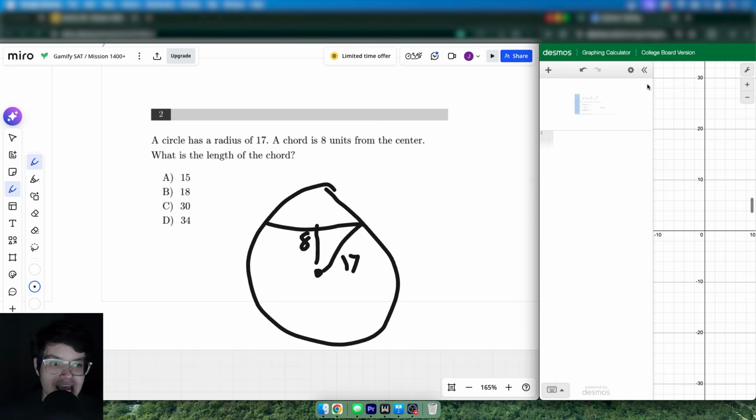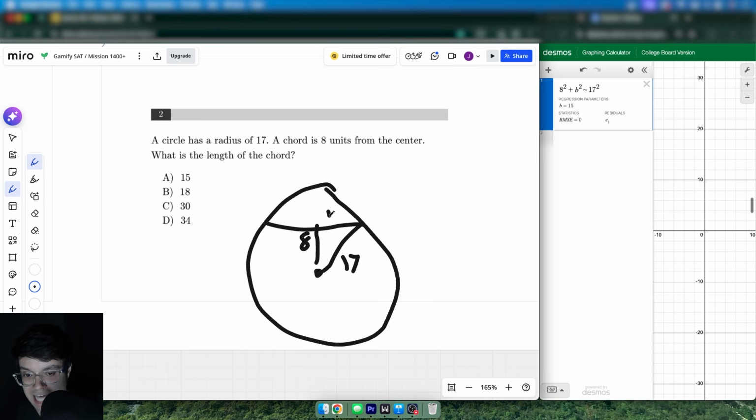So again, Pythagorean theorem time, we can say 8 squared this time plus b squared, because this would essentially be a leg of the triangle. And then that would be equal to 17 squared. We see here 15. That actually would not be the answer though, because that would be for 1/2 of the chord. It's asking the length of the entire chord, so we have to do 15 times 2, which would be 30, because this entire thing.